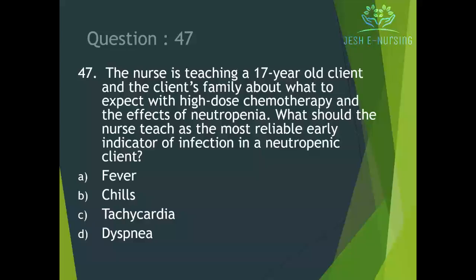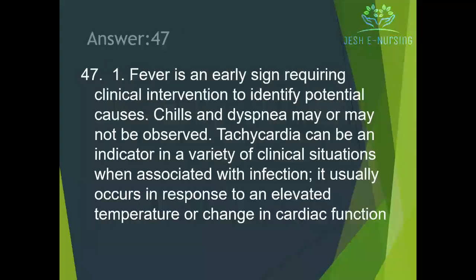A nurse is teaching a 17-year-old client and the client's family about what to expect with high-dose chemotherapy and the effect of neutropenia. What should the nurse teach as the most reliable early indicator of infection in the neutropenic client? Here the answer is 1. Fever. In neutropenic patients, we need to monitor for fever, to identify whether there are any signs of infection. With high-dose chemotherapy, fever is an early sign requiring clinical intervention to identify potential causes.